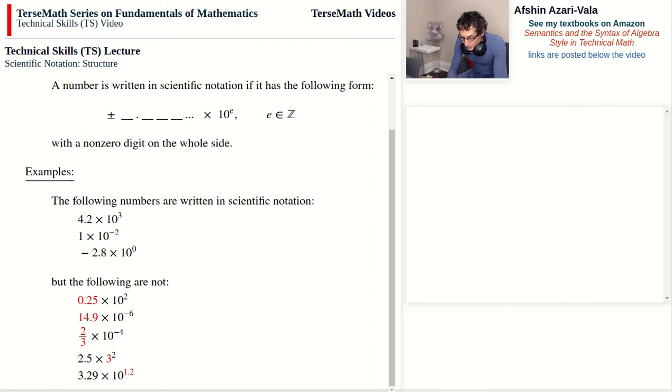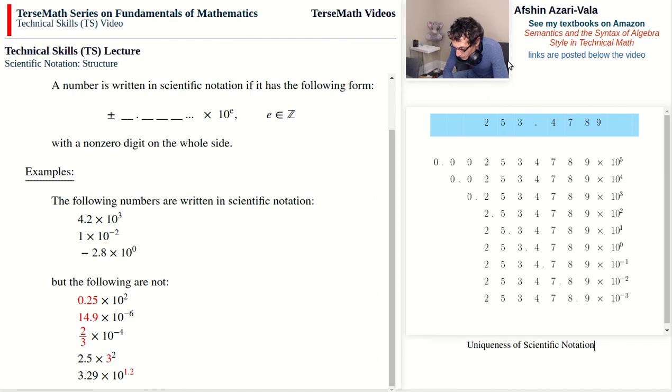All right. Now, before I move on to the next topic, I would like to talk about why it is that we have this format. Why is it that we insist on having one non-zero digit on the left side of the decimal point? And why is it that the exponent has to be an integer?